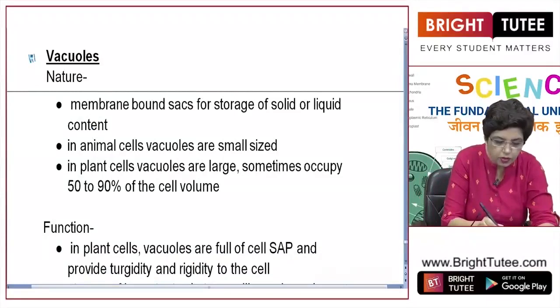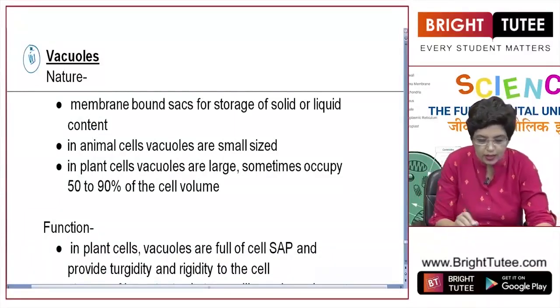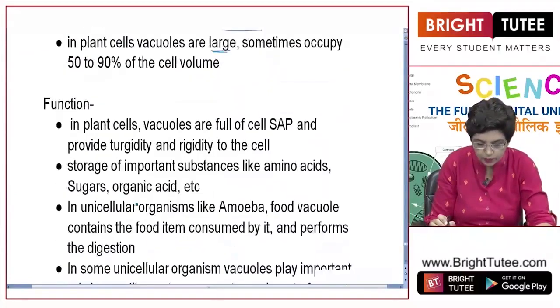Next is vacuole, another important organelle. It is a membrane-bound sac for storage of solid or liquid content. In animal cells, vacuoles are small, while in plant cells they are large, and they sometimes occupy 50 to 90% of the cell volume.